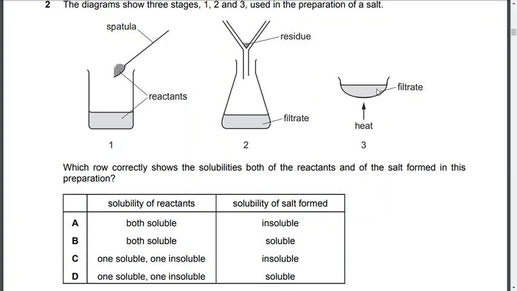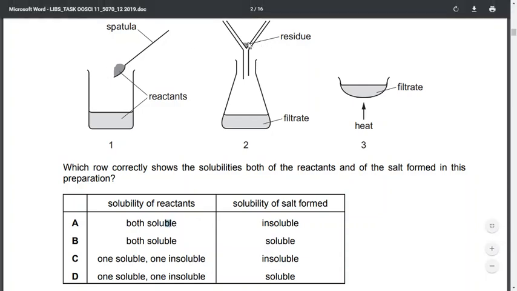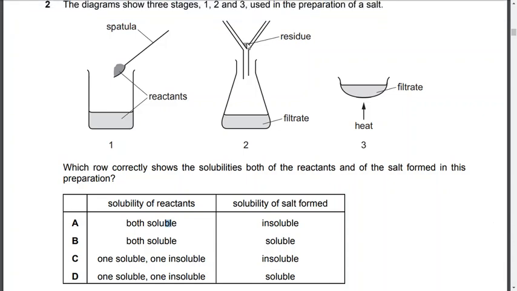So let's go through the options. Both of them are soluble. Both of them cannot be soluble, because if they were soluble then there wouldn't be any residue, but now that there is residue, that means they're both not soluble. So probably these two options are not possible.